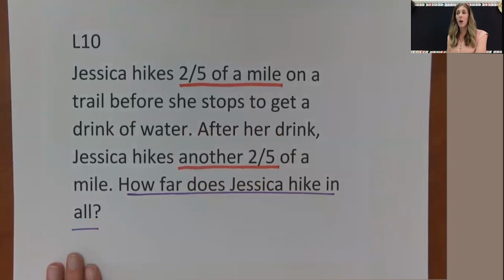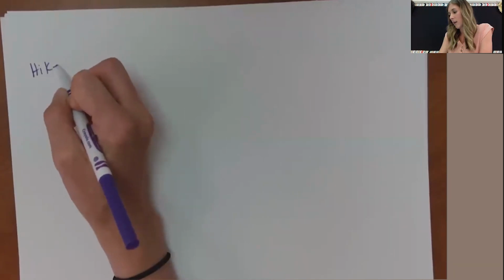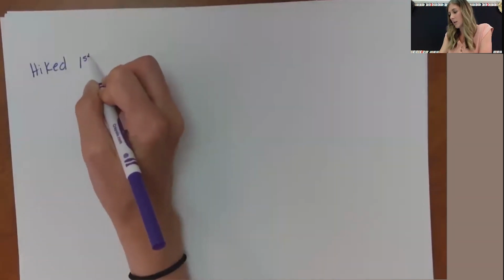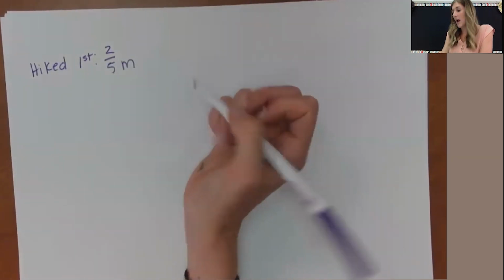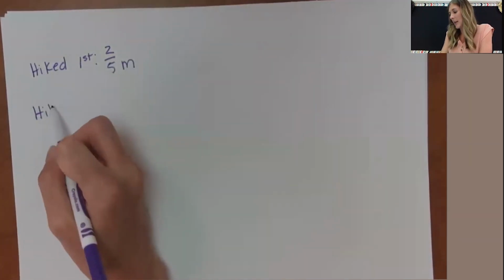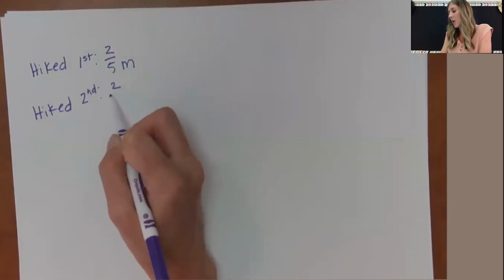A number line can help us answer this question. So let's pull out our important information and then draw a number line with me. So we know that she hiked first 2/5 of a mile.